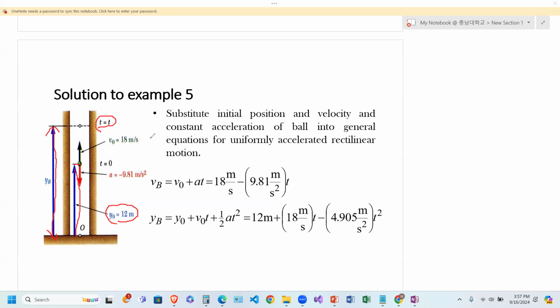Now we are going to remember, since this is being thrown vertically, that if it's going down, acceleration will be 9.81 meters per second squared. But because the ball is moving up, the acceleration is against gravity. That's why it is negative. So our a is minus 9.81 meters per second squared.